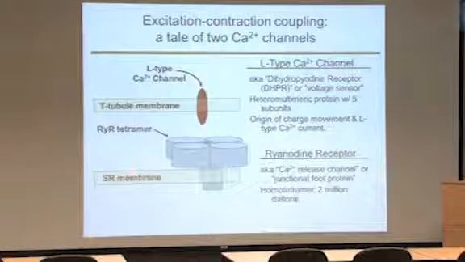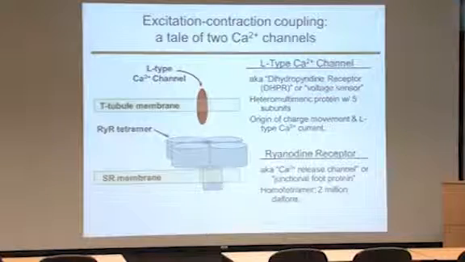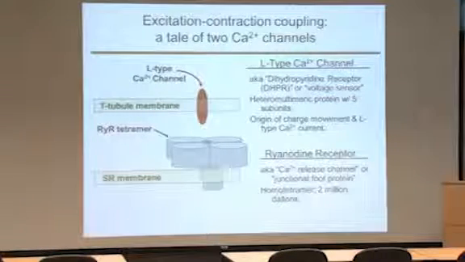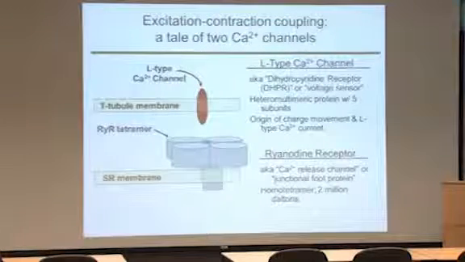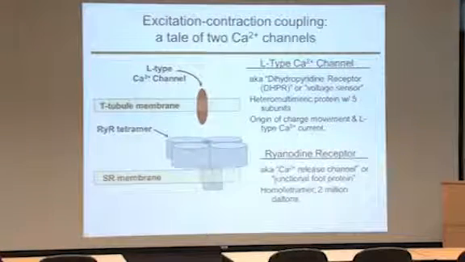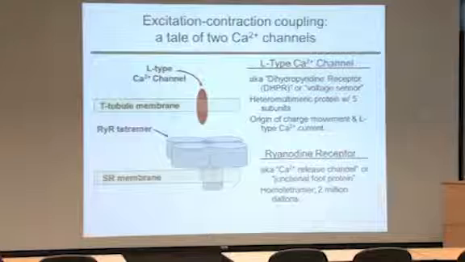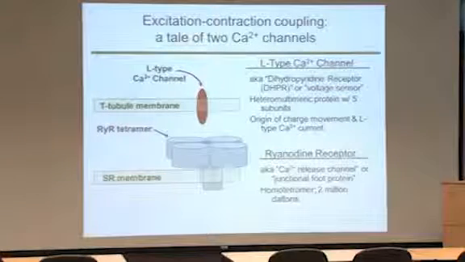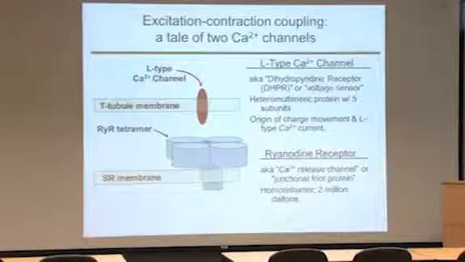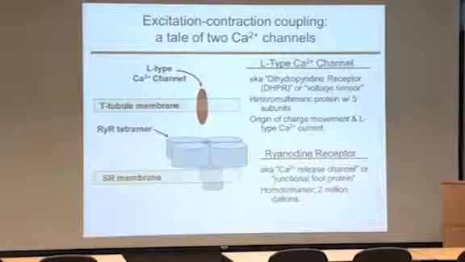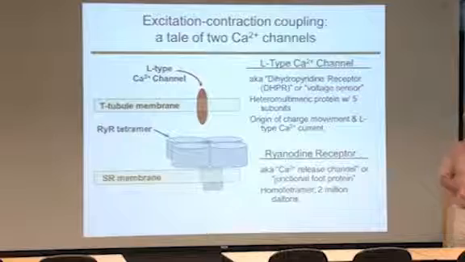The ryanodine receptor is also known as a junctional foot protein because in those EM images back in the 60s and 70s, people for some reason thought they looked kind of like feet. Sometimes also known as the calcium release channel. It's a huge channel. It's the largest ion channel known. It's a homotetramer. The molecular weight of the whole thing is around 2 million Daltons.